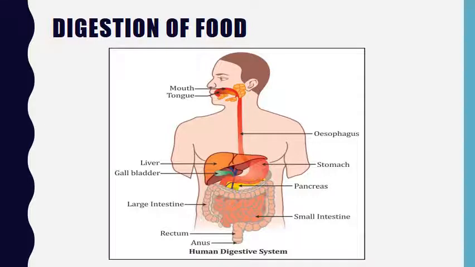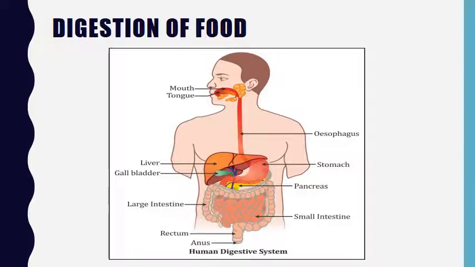Now this food reaches the stomach as a paste. Then this paste enters a very long tube-like structure called the small intestine. You can see it in the picture. The paste goes from the stomach to the small intestine. The small intestine is nearly 6 meters in length. The length of the small intestine in our body is about 6 meters.